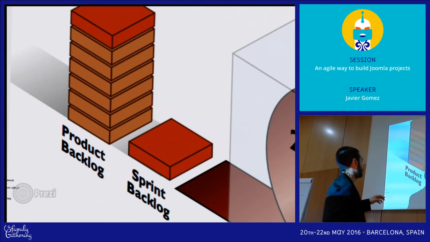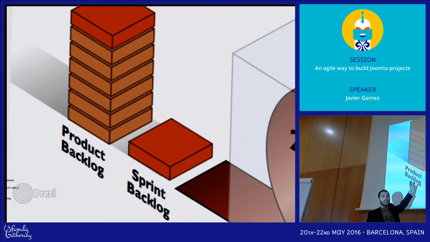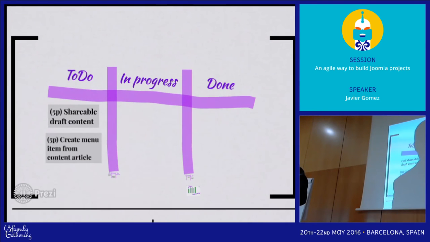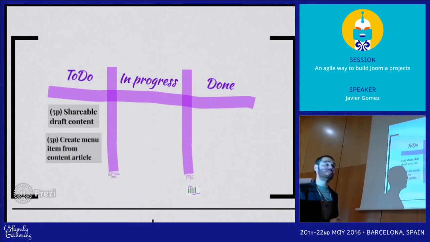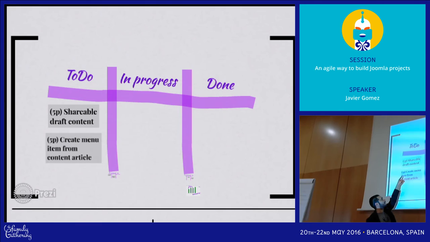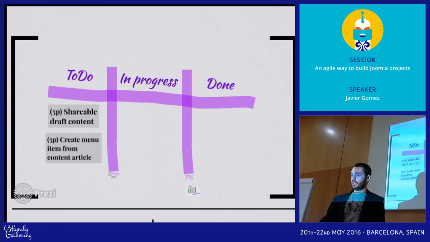So we have a big product backlog, and we have turned it into two things that we need to do. They are estimated, and we put them in the sprint backlog. From here, we are going to iterate until we are able to do it. Let's start our sprint. This is my sprint: to do, in progress, done. We have the two tasks, estimated at 5 points each. So let's start working on it.